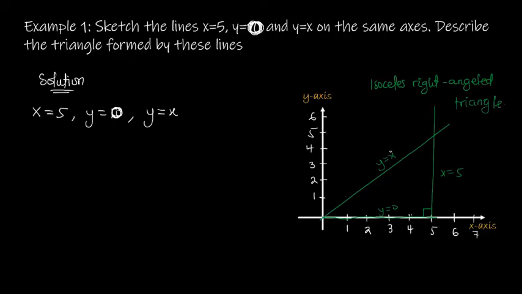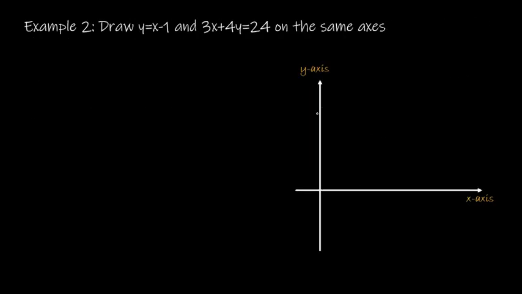All right, so let's proceed. Now we have the second example. We have to draw y is equal to x minus 1 and 3x plus 4y is equal to 24 on the same axis. Right, so let's proceed to go and look at the solution for this problem.